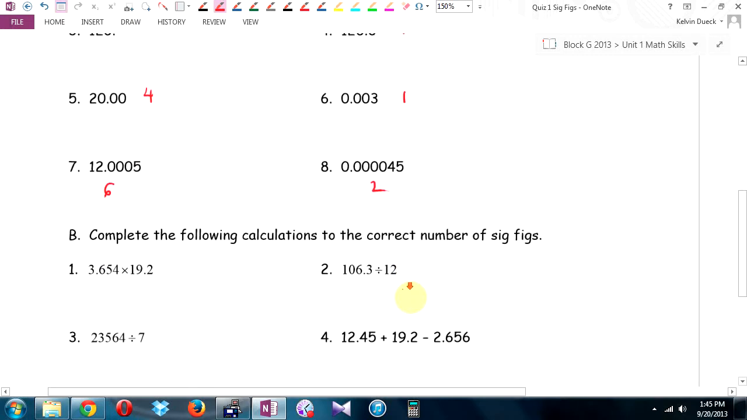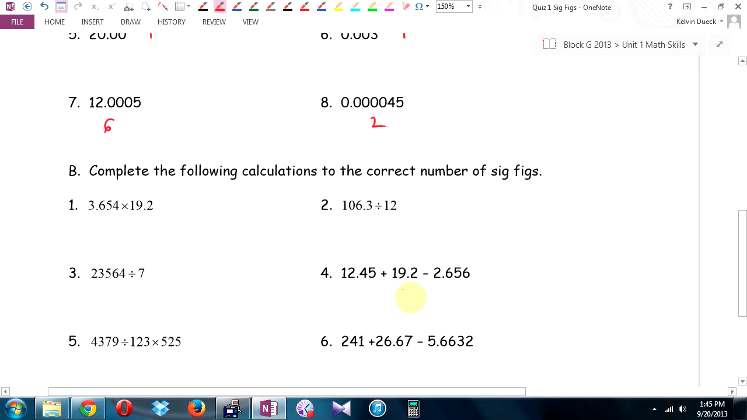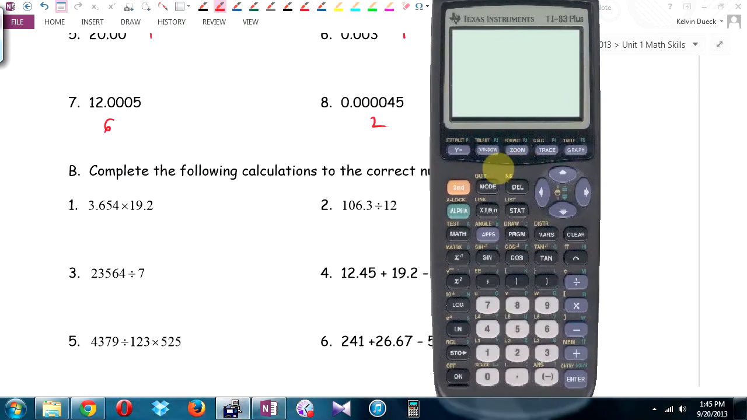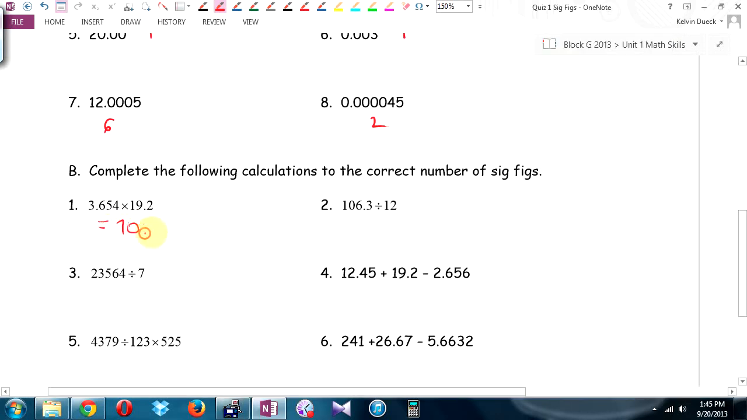B says, complete the following calculations to the correct number of sig figs. Multiplying and dividing is the easier one, so I'm going to do those first, then I'm going to do the addition, subtraction stuff. Number 1 is going to be 3.654 times 19.2, but I'm going to go to 3 sig figs, so it's going to be stop right there. Is the 1 going to stay a 1 or become a 2? Final answer, 70.2.